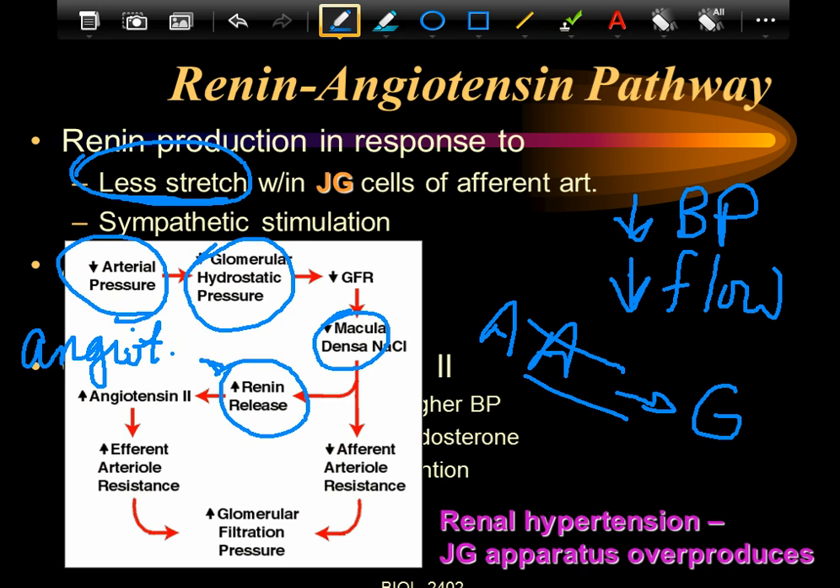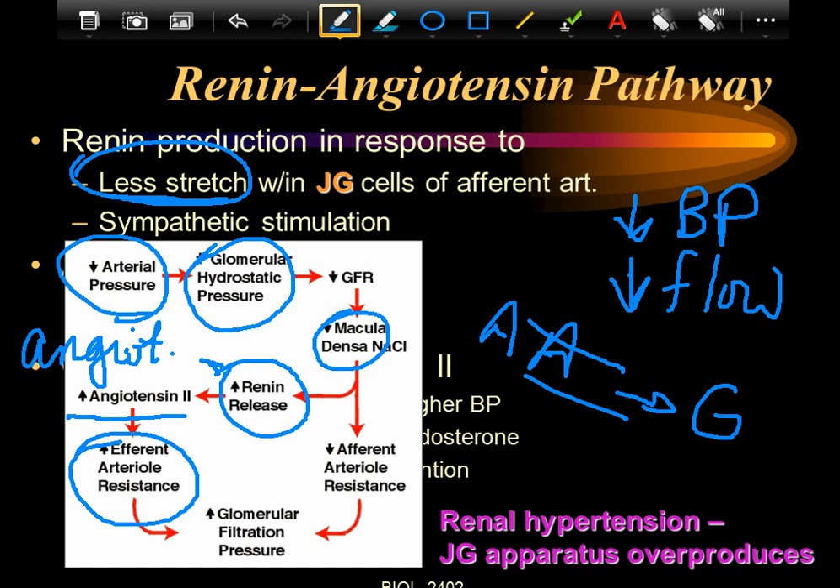Comes from the liver. I'm just going to abbreviate it. And that angiotensinogen will eventually be activated to angiotensin II. I'll talk about that in more detail in a minute. And remember, this is a powerful vasoconstrictor. And so now we get efferent arteriolar resistance.